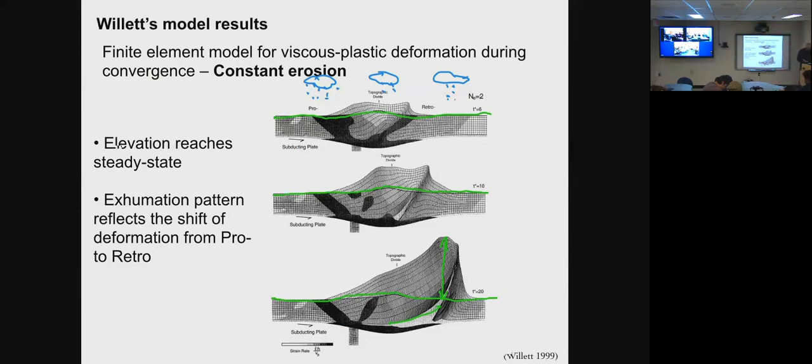So here it's predicted that with a constant erosion, we will have the highest grade metamorphic rocks outcropping at low elevation in the system on the retro wedge side. Everything else being equal.